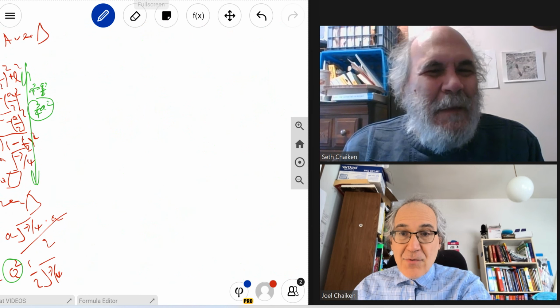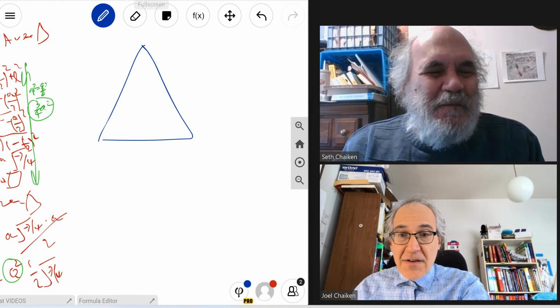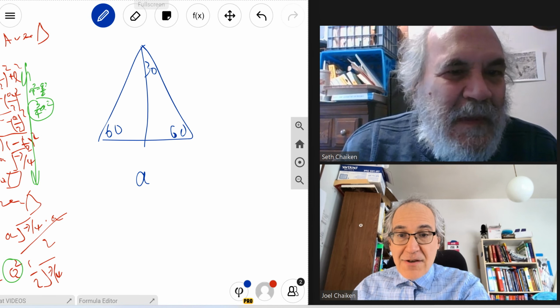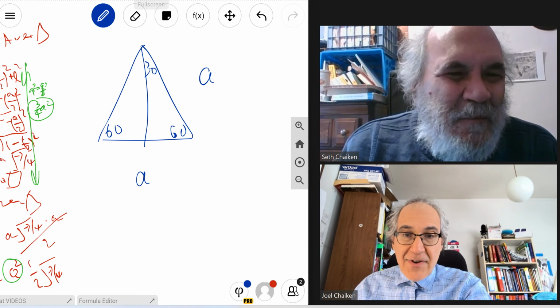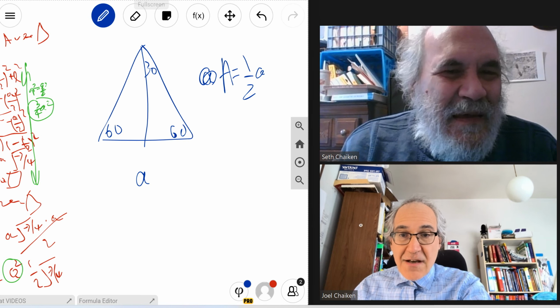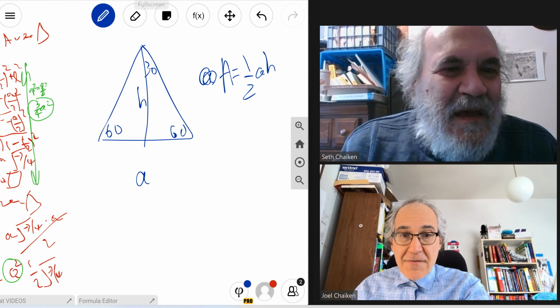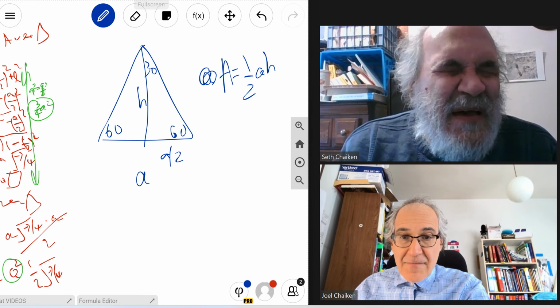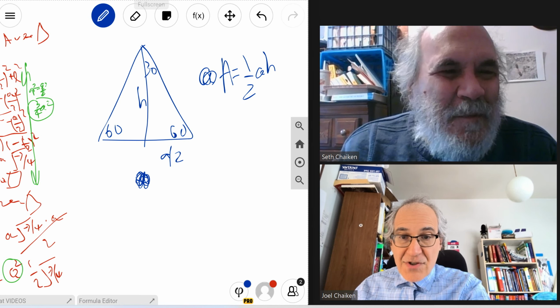Actually, now, the way a lot of people are learning it is you get a 60 and a 30, and you have A here, and you want to get the area. The area, big A, is 1/2 A times H, the height, right? Yeah, sure. So you want to get the height. You know that this is A over 2.